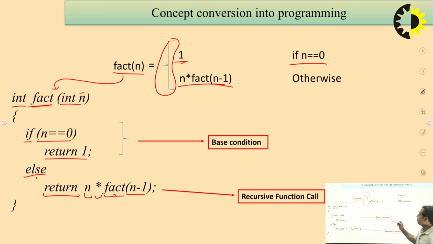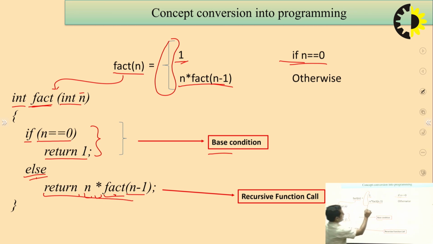First mention the base case, just like this one. Otherwise, in the else part, return this particular value. Simply convert this. This is the recursive function call. When a function calls itself, that is recursion. Factorial is a function and it calls the same function itself. So, this is the recursive concept.